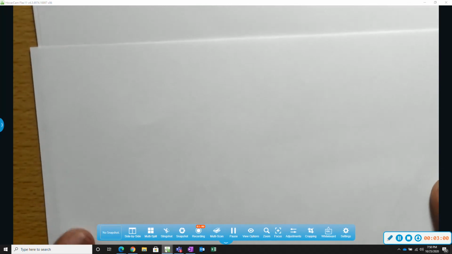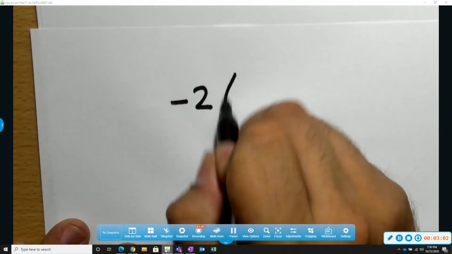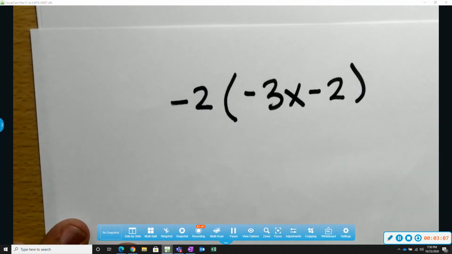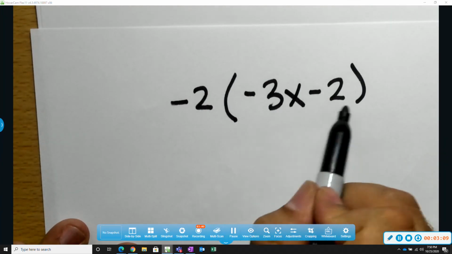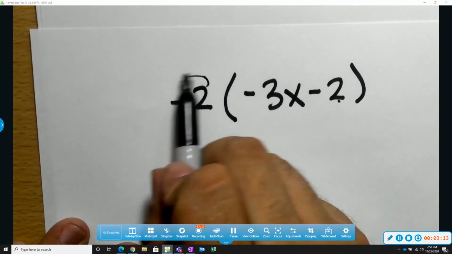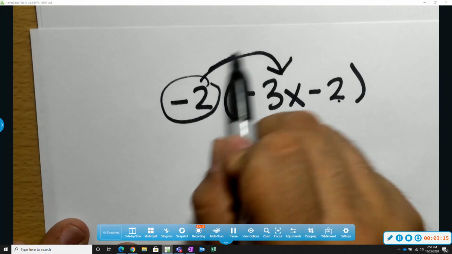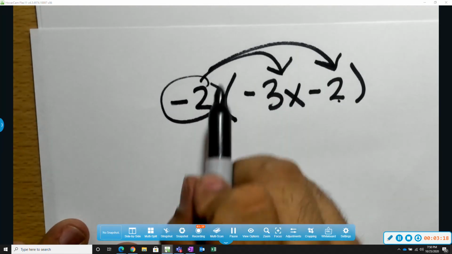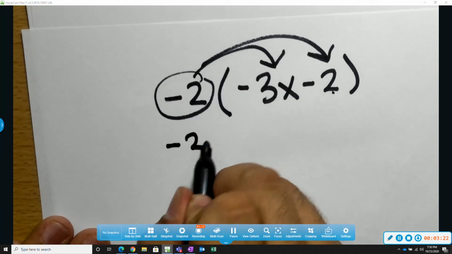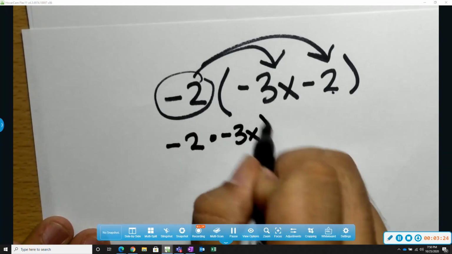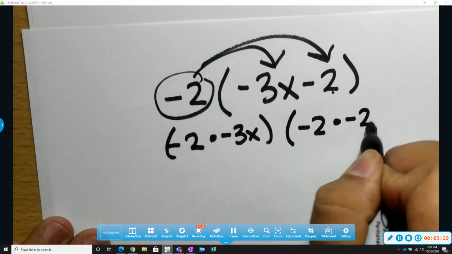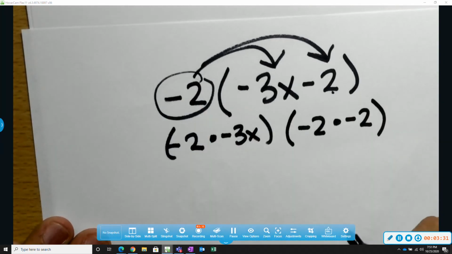What if we have something like negative 2 times negative 3x minus 2? Again, I'm going to look on the inside. Can I simplify anything? No, I have a variable term with a constant. So then I move to the outside, and we're going to distribute again. Again, with distribution, if you can do the multiplication really quick, do it. If not, I'd like to separate it. Negative 2 times negative 3x, and negative 2 times negative 2.